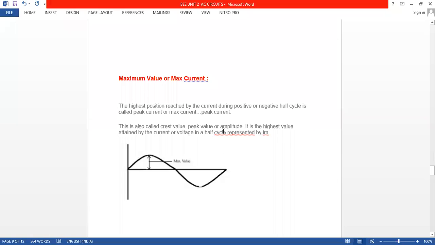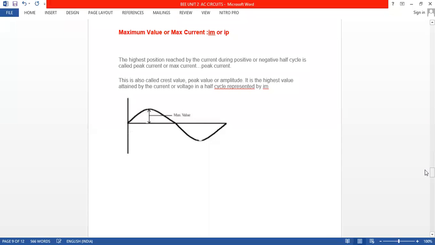All of you, this one is the peak current. So I'm writing one word. AC current peak value is always represented by the letter I with suffix M, or in some books they write IP. So all of you, what is IM? Anyone tell me? Maximum current or peak current, the highest position reached. Okay. Now listen carefully.